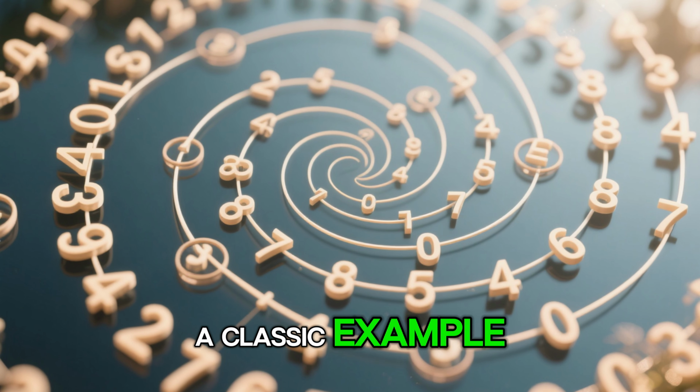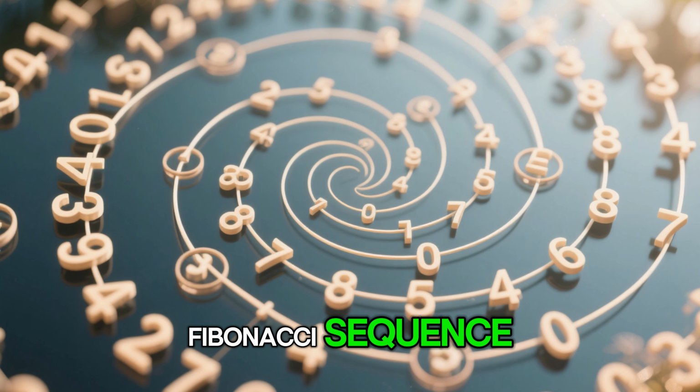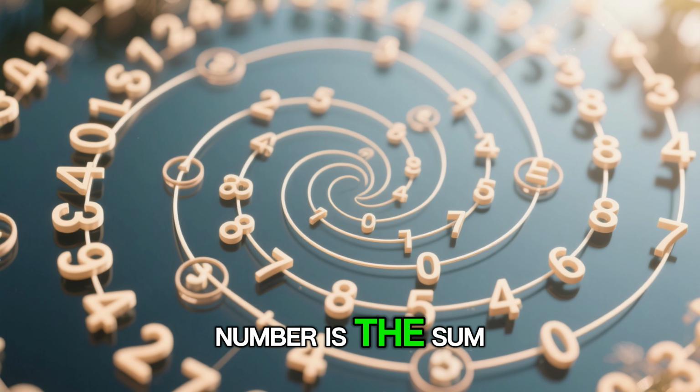A classic example is calculating the Fibonacci sequence. The nth Fibonacci number is the sum of the two preceding ones. A naive recursive solution would recalculate the same Fibonacci numbers many times, leading to an exponential explosion of work. With dynamic programming, we can calculate each number just once and store it in an array or a hash map. When we need it again, we just look it up. This technique of storing results is called memoization.